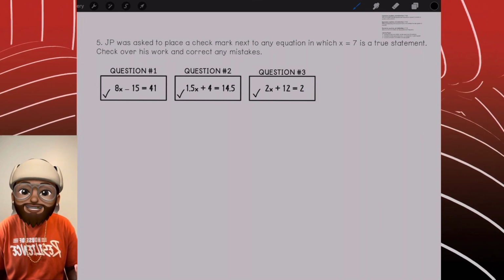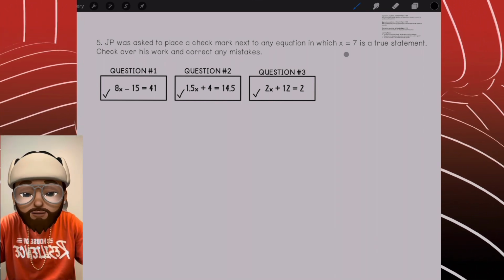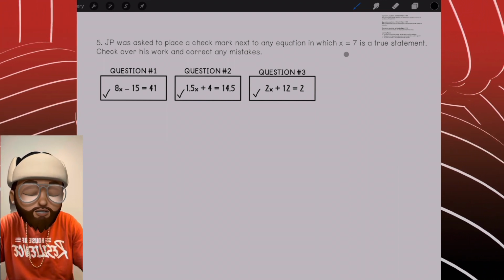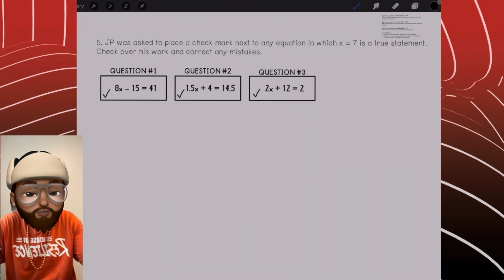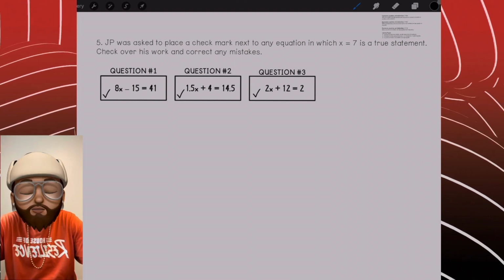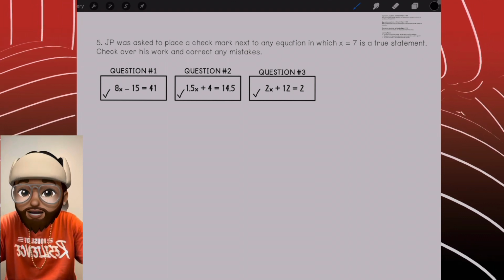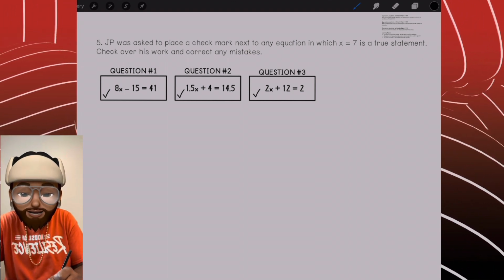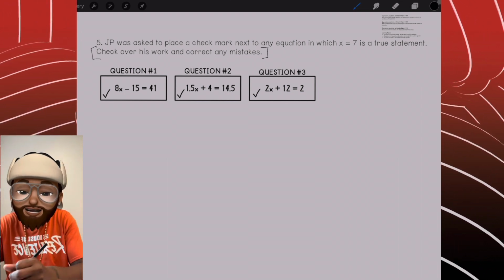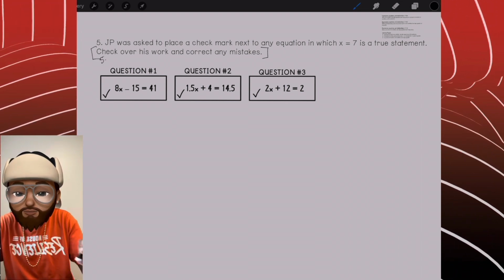Let's get started. This question says, JP was asked to place a check mark next to any equation in which x equals 7 is a true statement. Check over his work and correct any mistakes. What they're telling us to do in this problem is to check over his work and correct any mistakes. That's the statement that they want us to do.